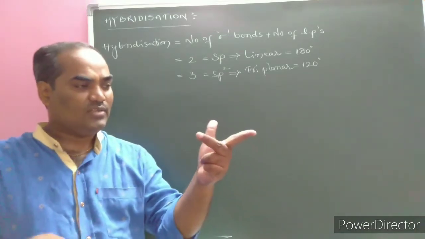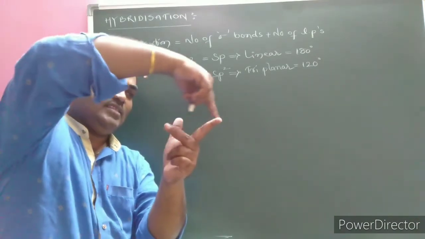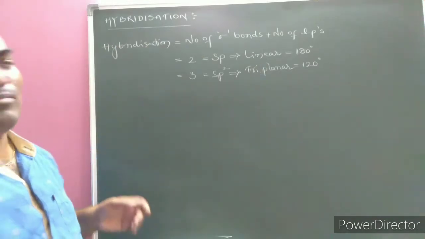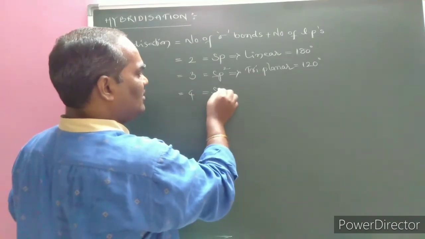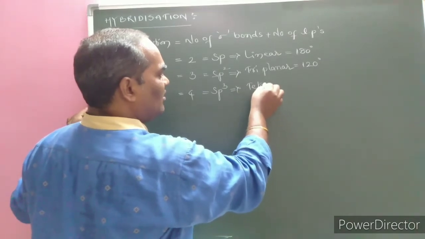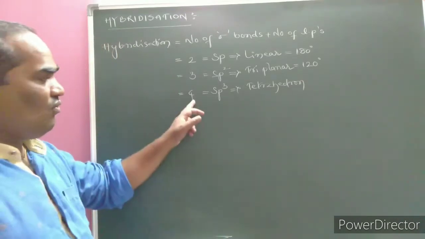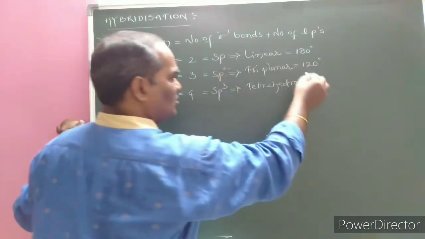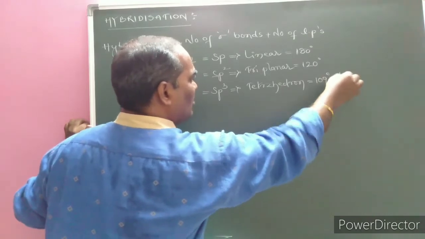Trigonal means three cones are present on only one plane, which we call trigonal planar. Total degrees in the circle is 360, and 360 by 3 is equal to 120, which is the bond angle. Now if this value corresponds to 4, the hybridization is sp3, and the shape is tetrahedral. Four bonds are directed towards the corners of a regular tetrahedron. It is a 3-dimensional structure where the bond angle is 109 degrees 28 minutes.